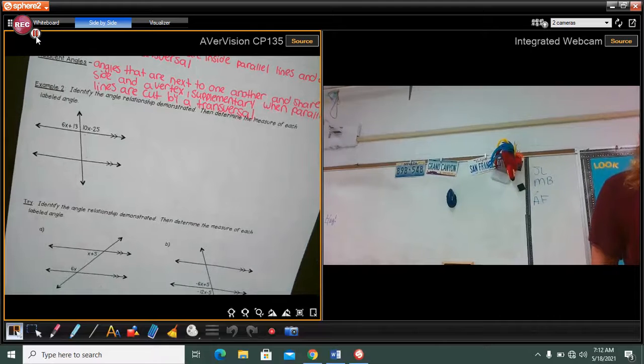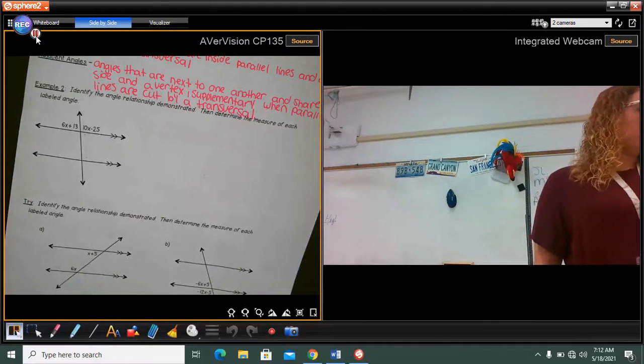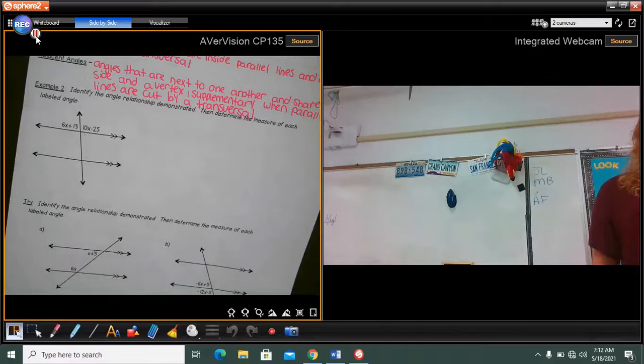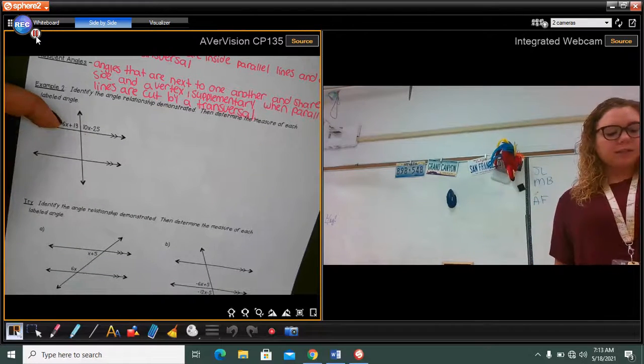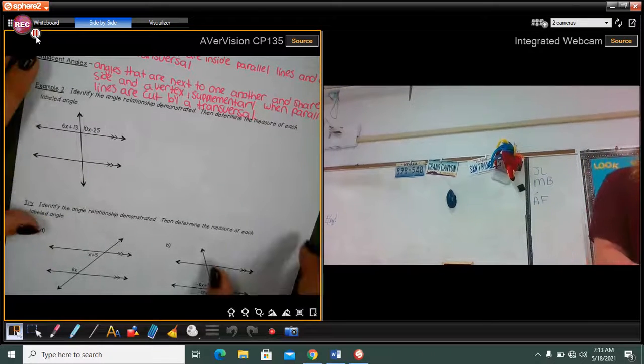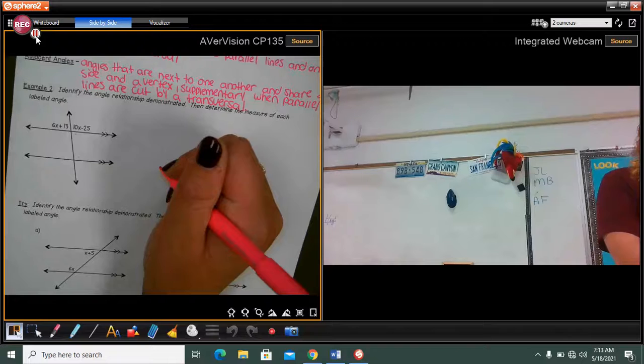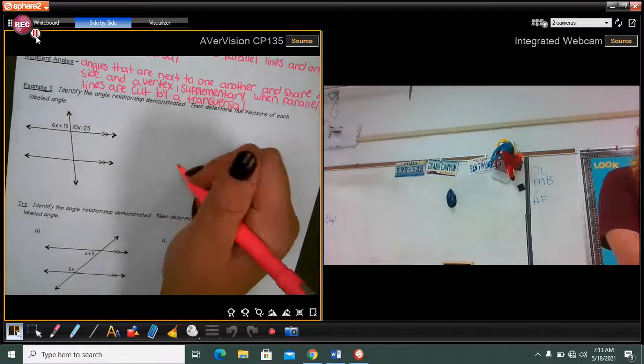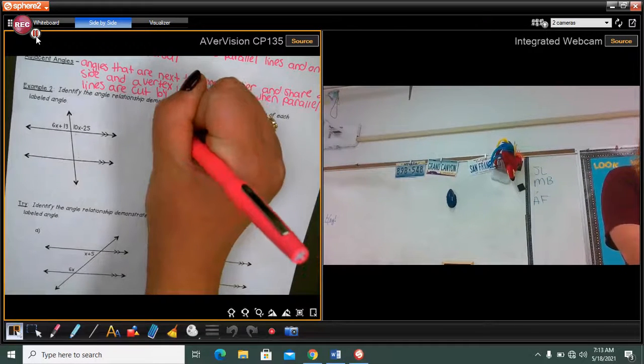So identify this relationship. What kind of relationship are these angles? They're on the same side of parallel lines. They share a vertex. So these are supplementary, or adjacent supplementary angles, if you want to be exact.